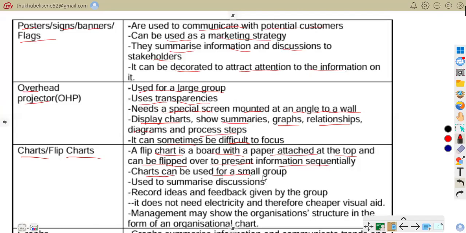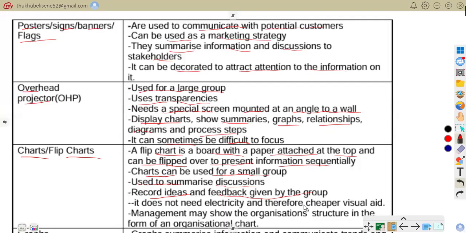Charts can be used for a small group. They work well where everyone can see them, which is why we say they can be used in a small group. They are used to summarize discussions, so main points are written down. Record ideas and feedback given by the group.